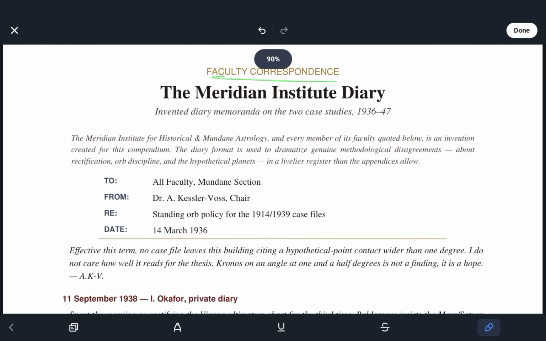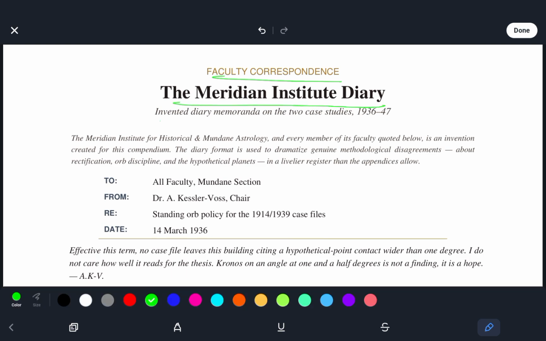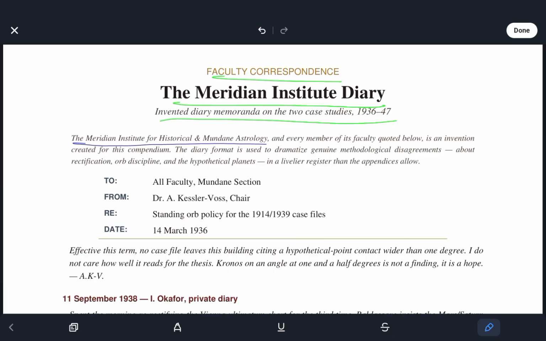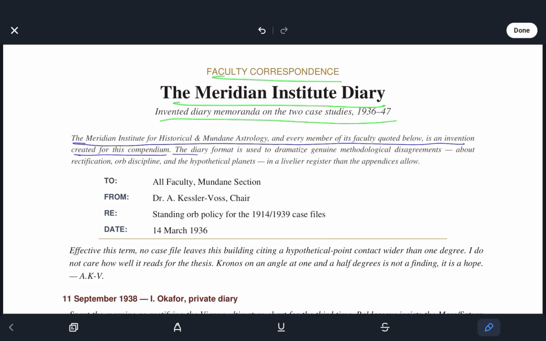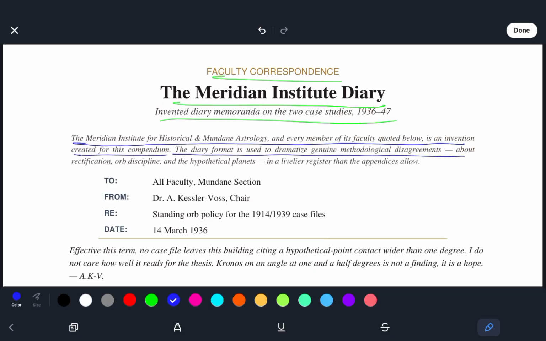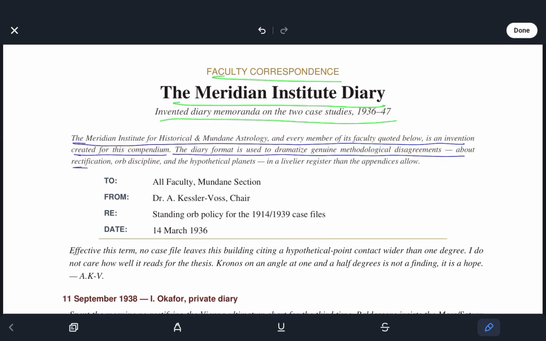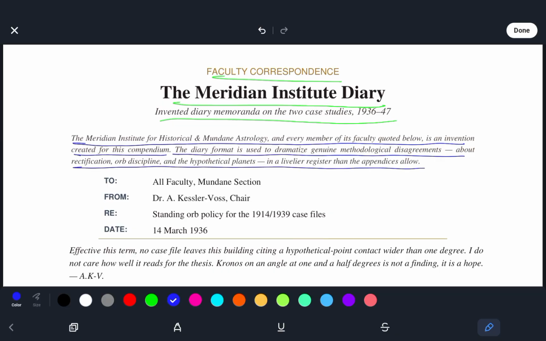Here is a faculty correspondence, Meridian Institute diary, invented diary memoranda on the two case studies, 1936 through 1947. The Meridian Institute for Historical and Mundane Astrology and every member of its faculty, quoted below, is an invention created for this compendium. The diary format is used to dramatize genuine methodological disagreements about rectification and discipline in the hypothetical planets in a livelier register than the appendices allow.